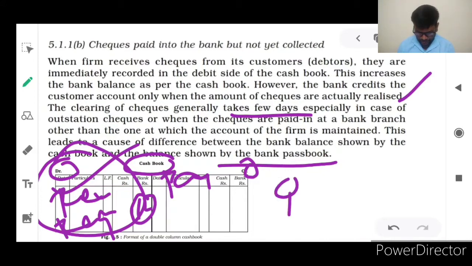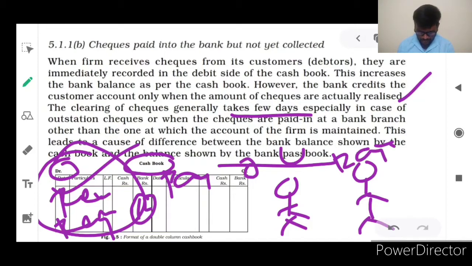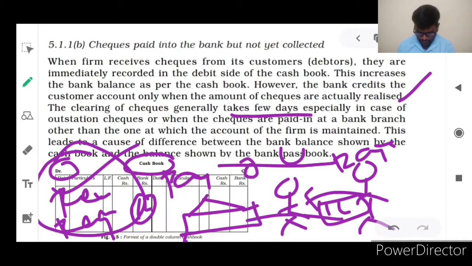Can you understand me? So this is you, and your debtor or customer is there. The debtor or customer's name is Raja, and Raja wrote a check to you, amount rupees 1 lakh worth. As soon as you received the check, you submitted it to your banker.